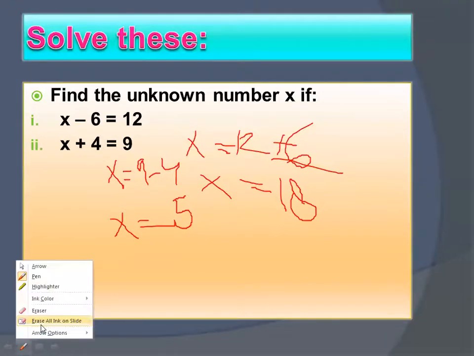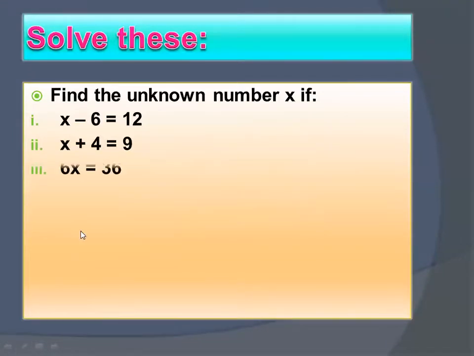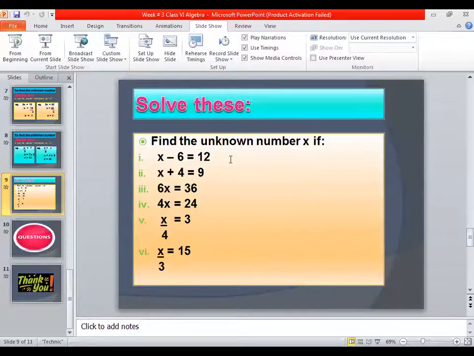I'm going to erase all these things. Now solve this one. 6x is equal to 36. 6x means here you have 6, the number 6 multiplying with the variable x. So what do you have to do here? Class, please tell me what you have to do here. 6x is equal to 36. Okay, you are giving the right answer.